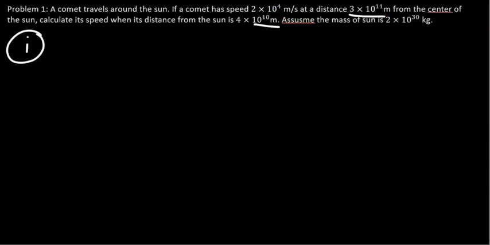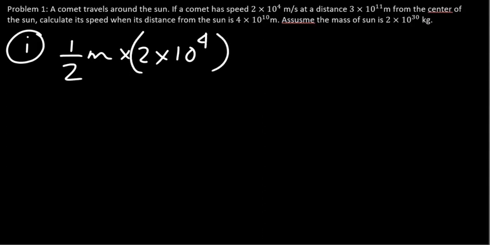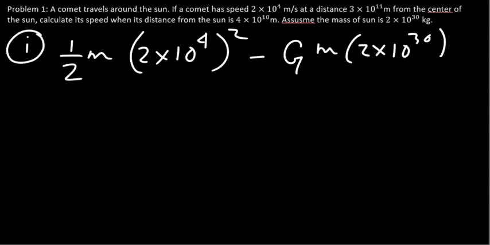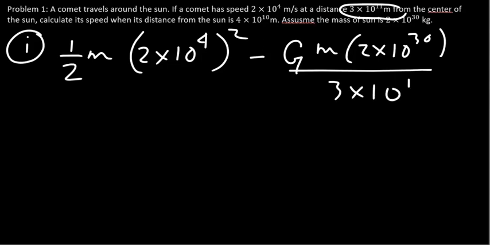So the comet was initially at a point where its speed is 2 times 10 to the power 4 meters per second. So its kinetic energy is half times the mass of the comet times 2 times 10 to the power 4 squared. So that's the kinetic energy of the comet at point 1, or the initial point. The gravitational potential energy is given by minus gravitational constant times the product of the two masses, mass of the comet times the mass of the Sun, 2 times 10 to the power 30, divided by the separation distance from the comet to the Sun, and that's given by 3 times 10 to the power 11.